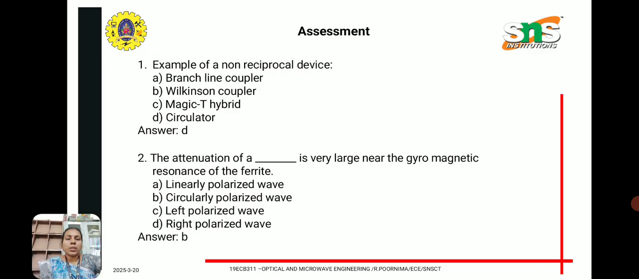Let's take the assessment. Example of a non-reciprocal device. The answer is circulator. And attenuation of dash is very large near the gyromagnetic resonance of the ferrite. The answer is option B, circularly polarized wave.